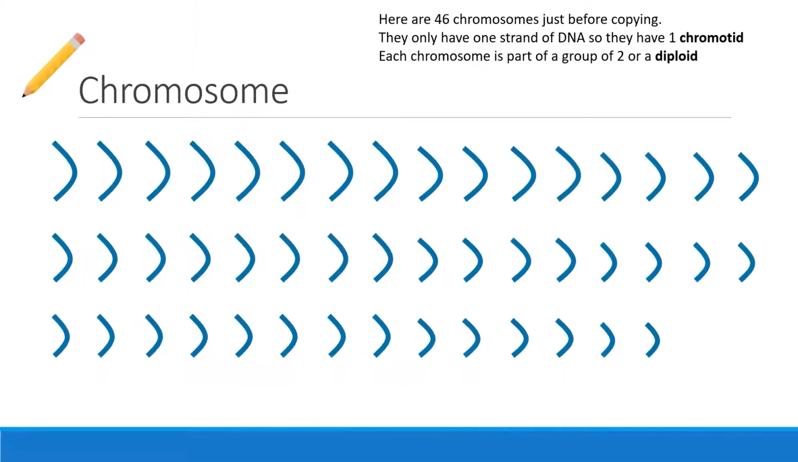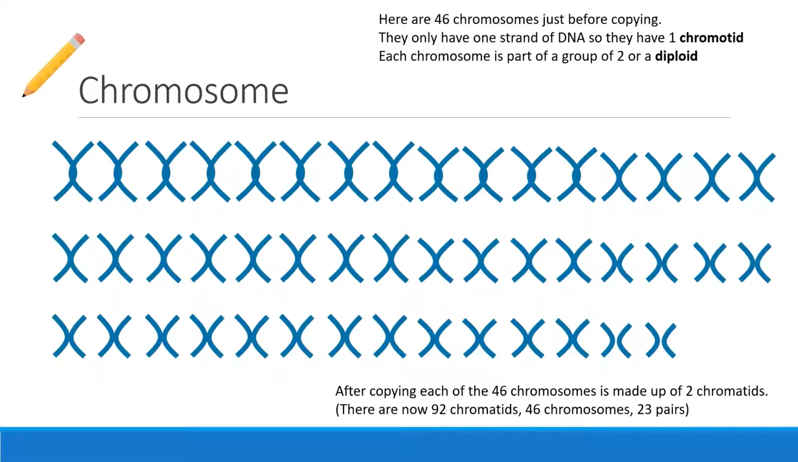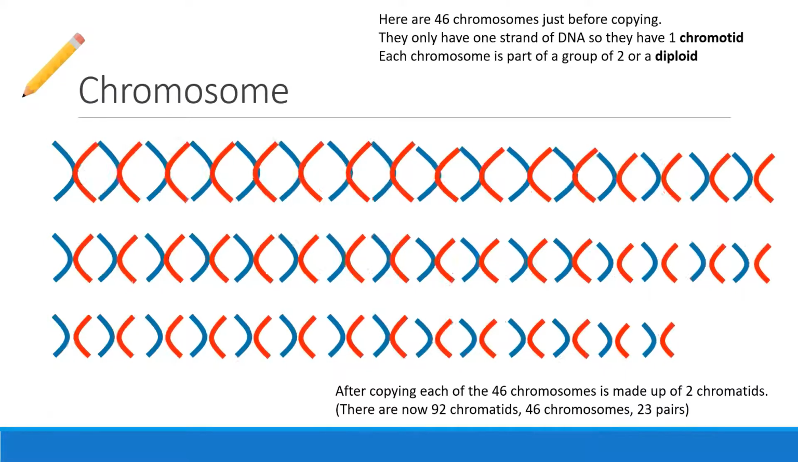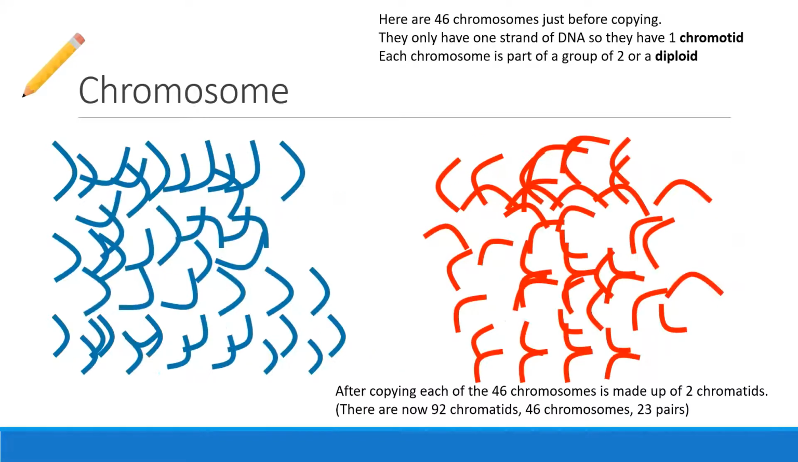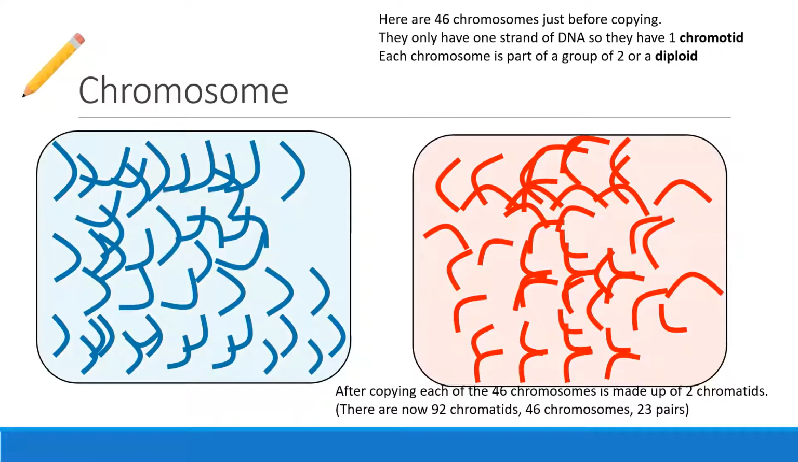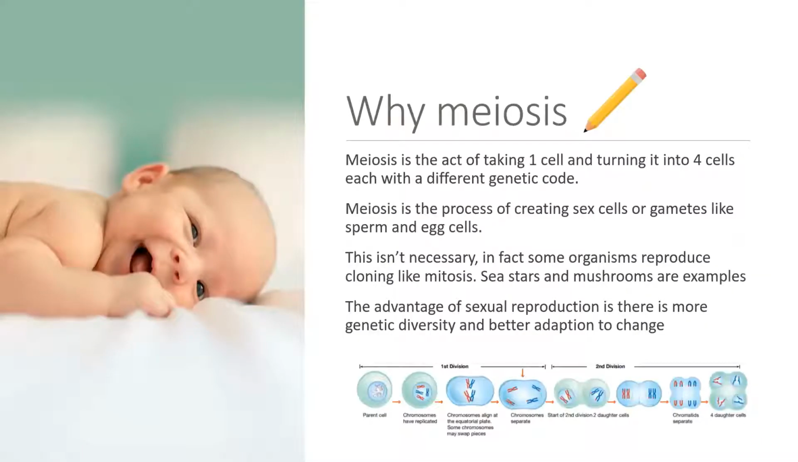How does this look? Here are 46 chromosomes. They're in groups of 2, and if you copy them all, you get 2 copies. In each of those copies, one half gets sent to the right, one half gets sent to the left, and then you end up with 2 new cells. Perfect.